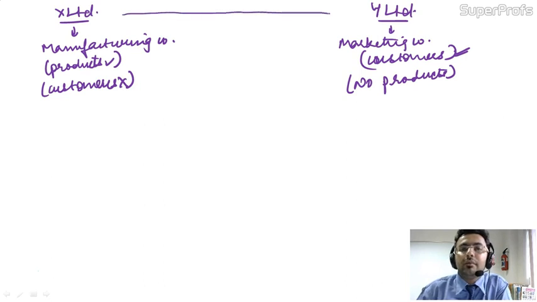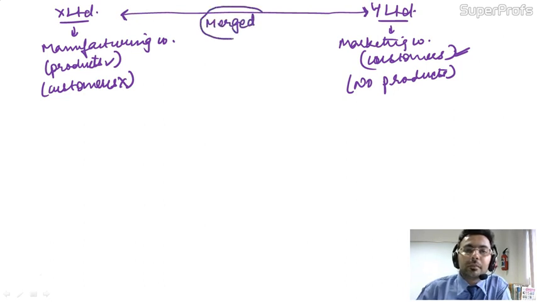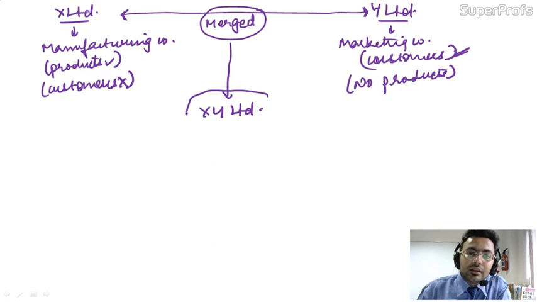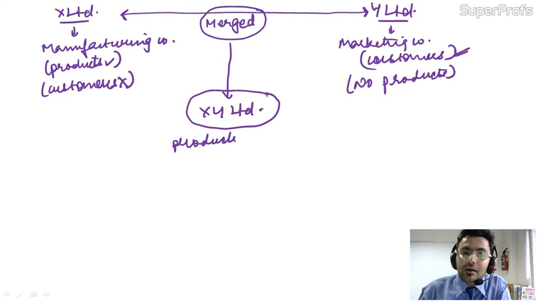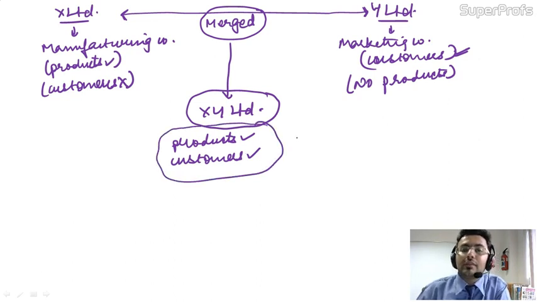Now, both of them are going to be merged. Once they are merged, a company is formed, XY Limited. Now, what is XY Limited going to do? It will have products and it will have customers as well. Right? So, what are both of them basically doing? Both of them are focusing on core competencies, core strength.